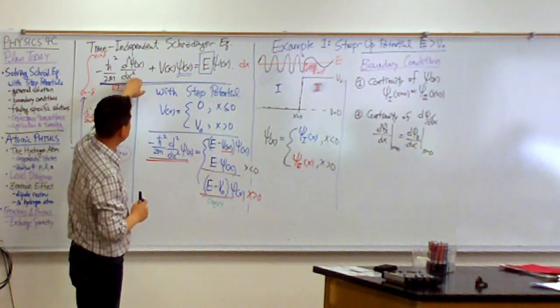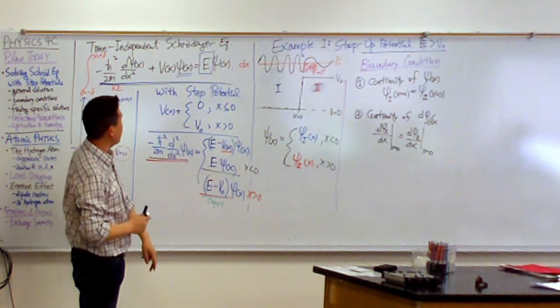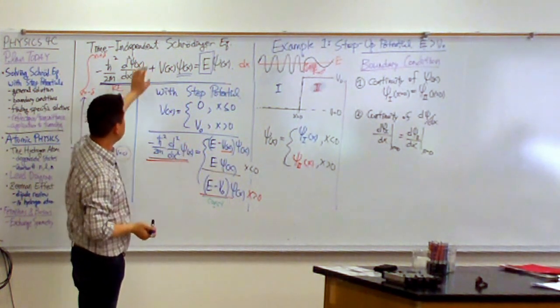I can just use the Schrödinger equation. If your derivative is discontinuous, then what can you say about the second derivative?